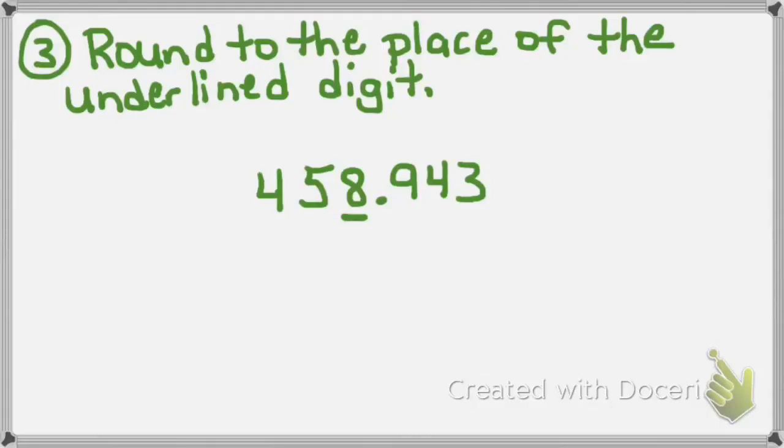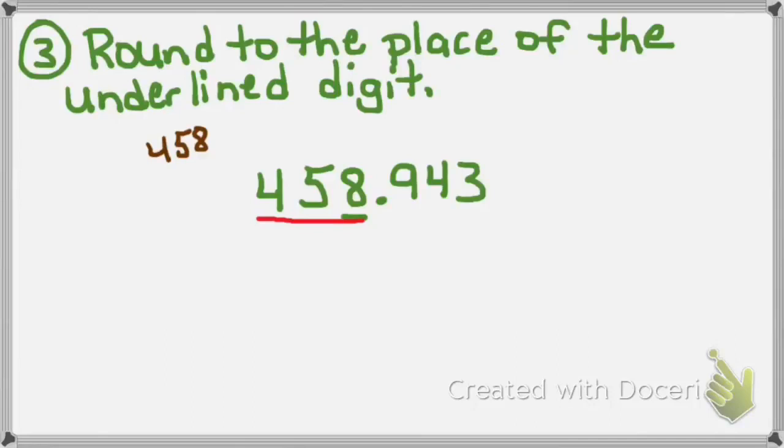So it pretty much works the same way. I want to round to the place of the underlined digit, so I'm going to underline the digit that's already underlined and everything to the left of it. On the left side, I copy the entire underlined part, 4, 5, 8.